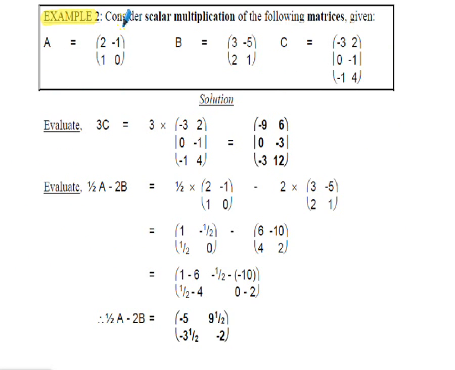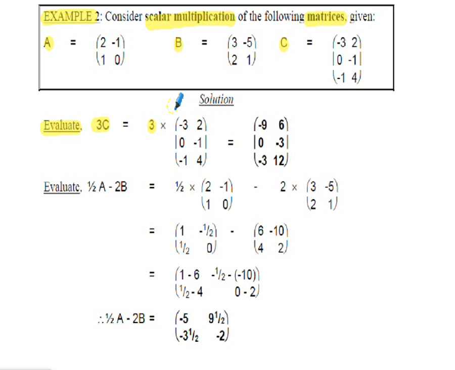Example 2. We're asked to consider scalar multiplication of the following matrices. We're given matrix A, a 2 by 2, matrix B, a 2 by 2, and matrix C is a 3 by 2, 3 rows, 2 columns. So firstly we're asked to evaluate 3 multiplied by matrix C. So 3 is a scalar, and matrix C is given above, our 3 by 2 matrix.